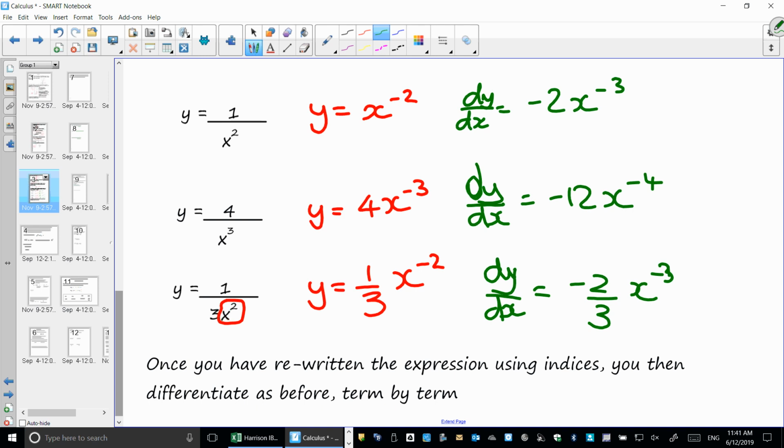Okay. So for these ones, once you've rewritten the expressions, you then have to differentiate. So our red is just rewriting it. Our green is doing the differentiation.